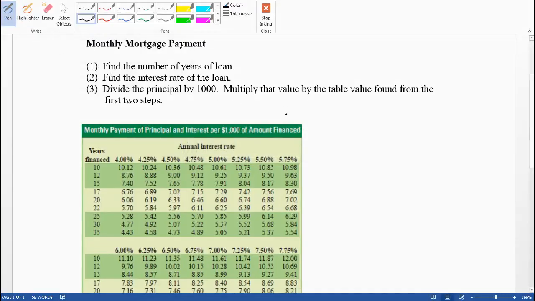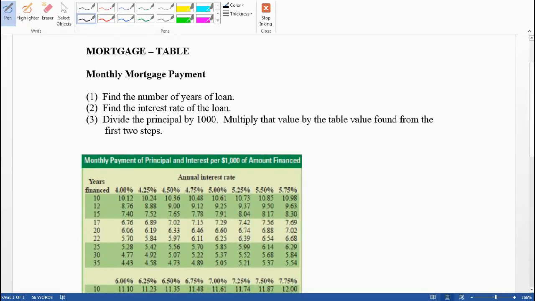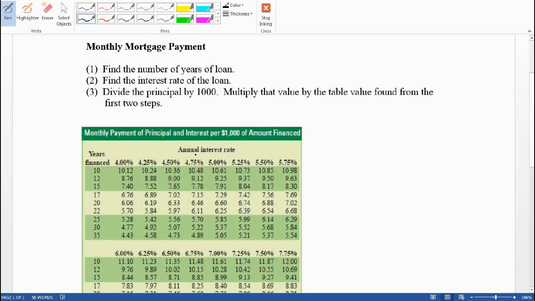Mortgages, we're going to use a table for this example. Using a table. Now this table is actually really easy to use. And if you look at this table, you'll notice that we have the years financed over here. So that's the length of the loan. And then the annual interest rate. Since it is the annual interest rate, we don't have to do anything with the interest rate except look at it, learn how to use it.